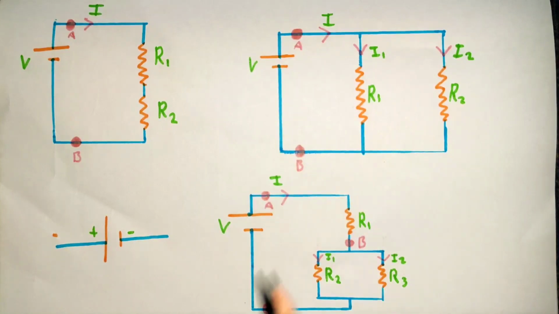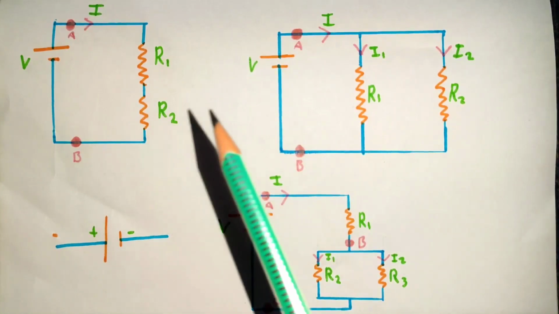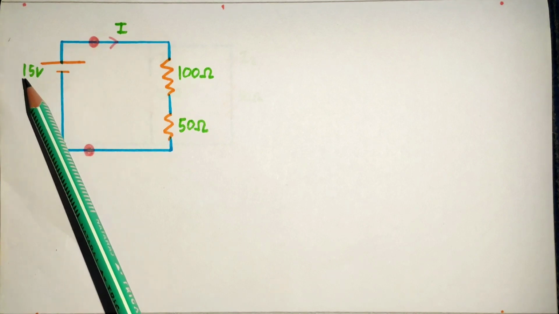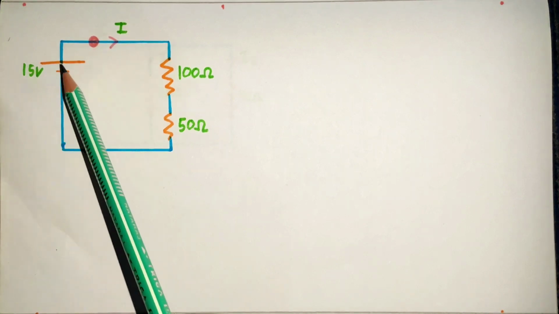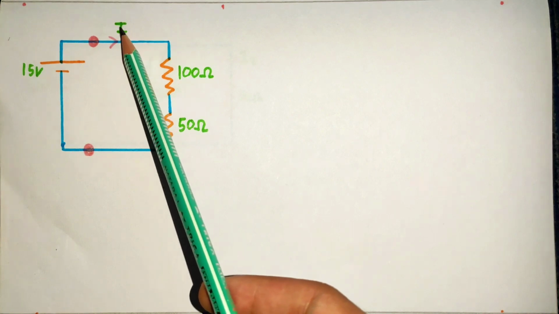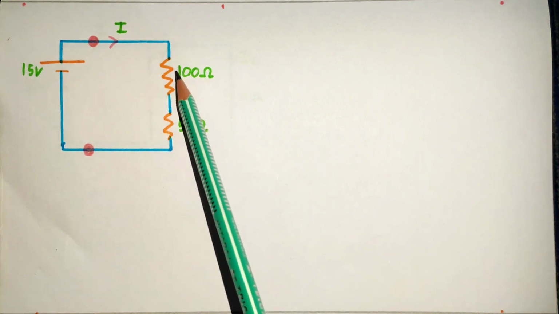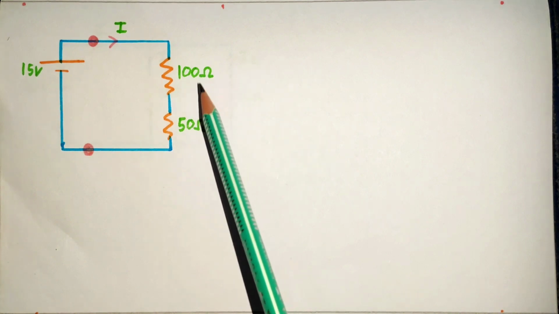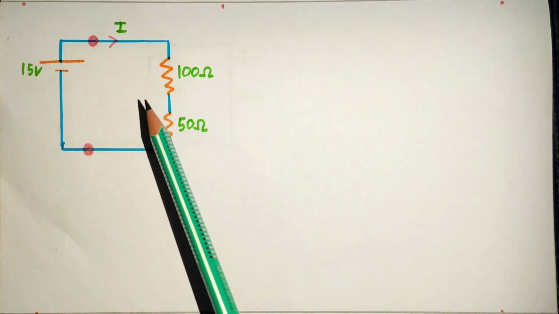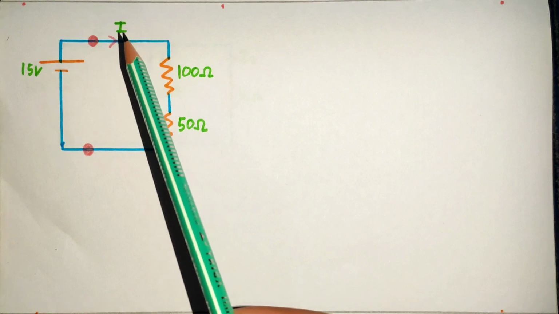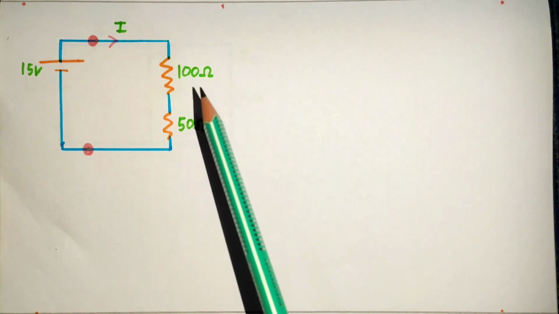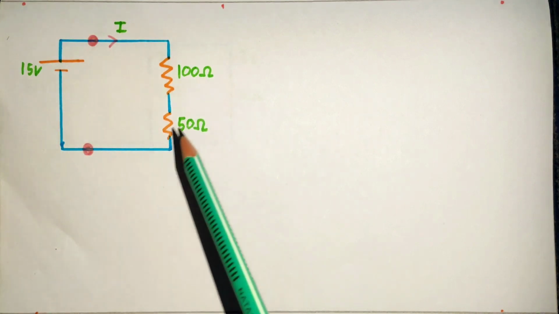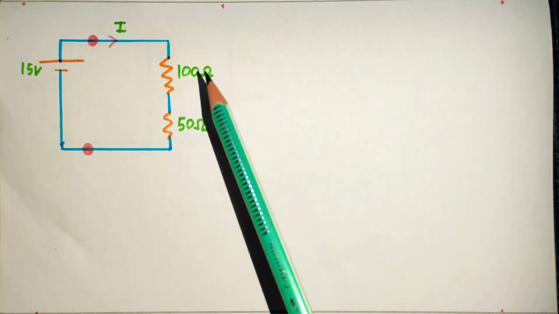Now let's do our first problem related to a series circuit. In this series circuit, we have a 15 volt battery, current I flowing through the circuit, and two resistors, 100 and 50 ohm, connected in series. Here we want to calculate the value of I, the voltage drop in each resistor, the equivalent resistance of the whole circuit, and also the power.